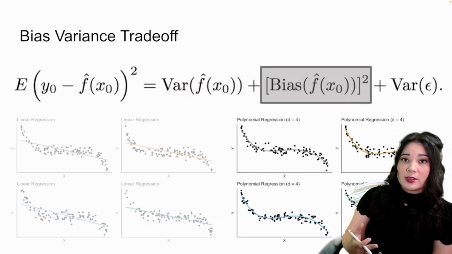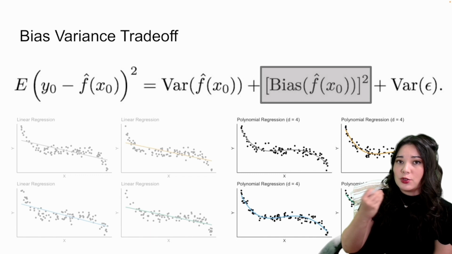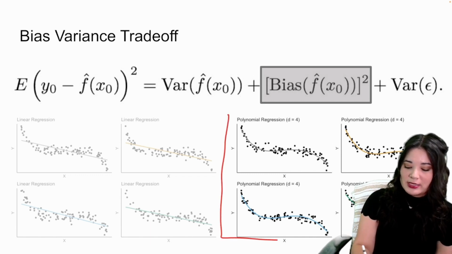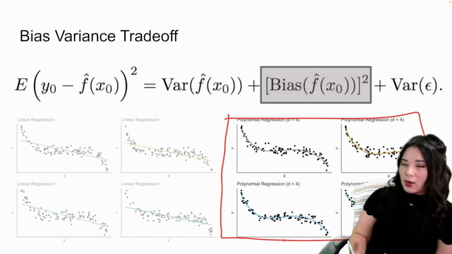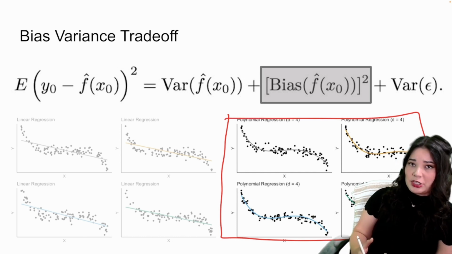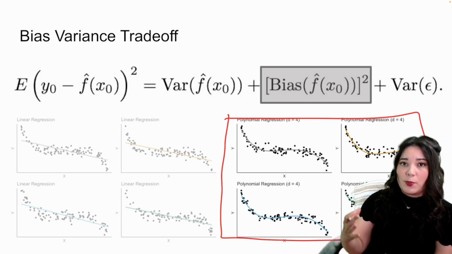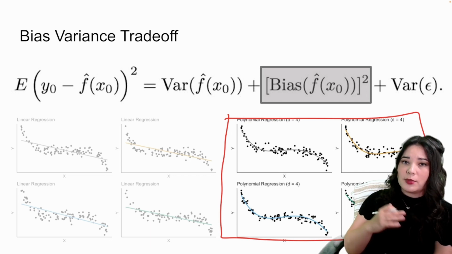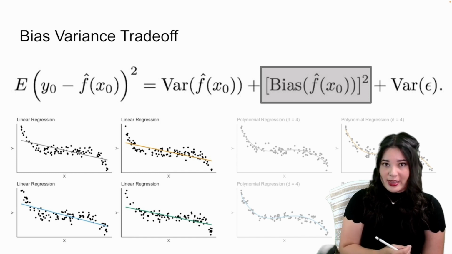The other part of this equation is the bias. Bias basically refers to whether we're able to approximate the true model on average. On the right-hand side here, you can see models that have low bias. These models are complicated enough to explain the relationship between our inputs and our outputs. Therefore, they have low bias. On average, we are able to capture that true relationship between input and output. On the other hand, we have high bias models.